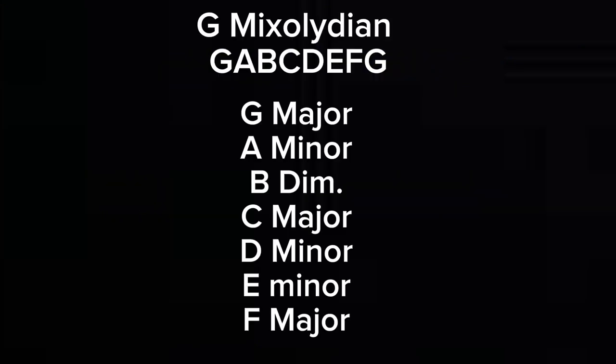All right, the chords for this are: one chord, G major; two chord, A minor; three chord, B diminished; fourth chord, C major; fifth chord, D minor; sixth chord, E minor; and then the seventh chord, F major. All right, so everything is shifted. The five chord is no longer a major chord.